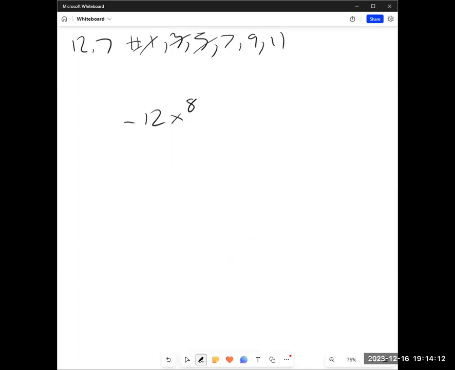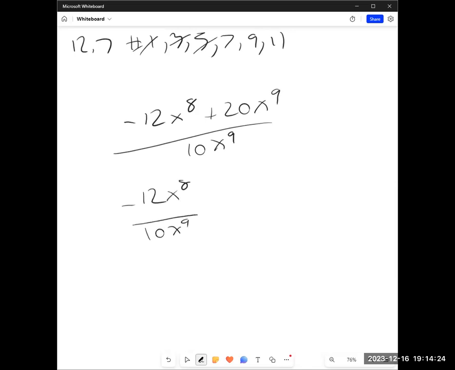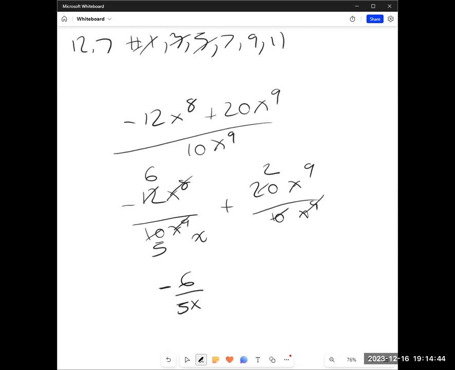Negative 12x to the 8th plus 20x to the 9th over 10x to the 9th will be negative 12x to the 8th over 10x to the 9th plus 20x to the 9th over 10x to the 9th. So there's going to be an x left in the denominator. I can only take a 2 out. It's a common factor here. That's 6, and that's 5, making a negative 6 over 5x for this term. 10 goes into 20 2 times, and the x to the 9ths cancel, leaving me with negative 6 over 5x, and then plus 2 as my quotient.